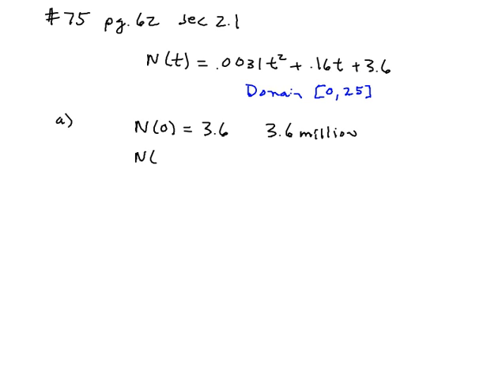And also in the year 2000, where t is 25, I'm going to go ahead and put 25 in for t, and then I'll have to get my calculator and calculate this one, and that turns out to be 9.5 or 9.5 million people.